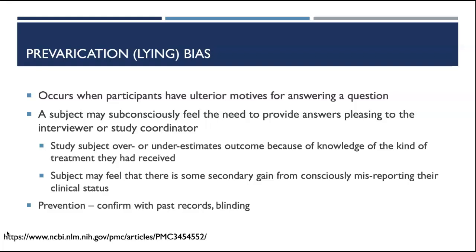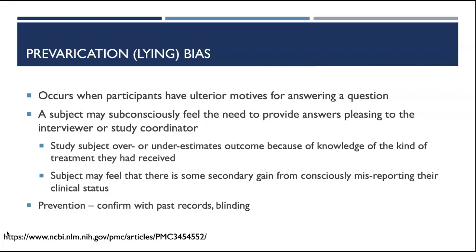Subjects may also feel that there is some secondary gain from consciously misreporting their clinical status. So, for example, surveys of individuals who have drinking disorders or members of religious groups that disallow alcohol may yield false responses. People may not be totally forthcoming with their status, specifically because there's some sort of secondary gain or some sort of issue that they're worried about. So to prevent prevarication or lying bias, one of the things that we can do is confirm with past medical records. So look at their medical records and see if there is a history of drinking disorder for that person.